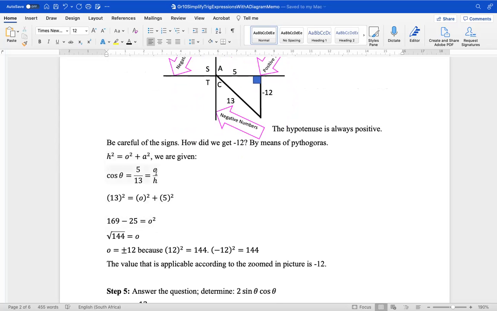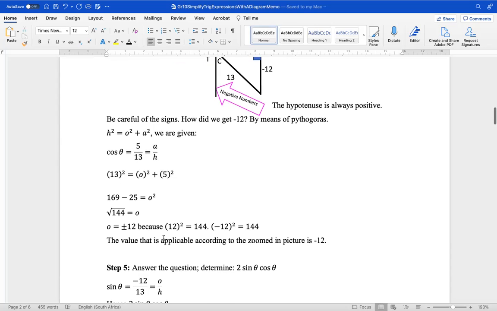This was given to us, so Soh Cah Toa, A over H. So you write the formula. This is the one that we learned in grade 8. Where you see your H, you plug in 13 squared. O is what we need to figure out. Plus 5 squared, 5 is positive. Then you do your magic and you square root. Your answer is actually plus or negative 12.